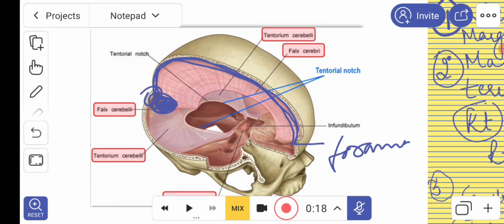And a communicating vein that connects the left and right transverse sinuses is connecting the confluence with the left transverse sinus.